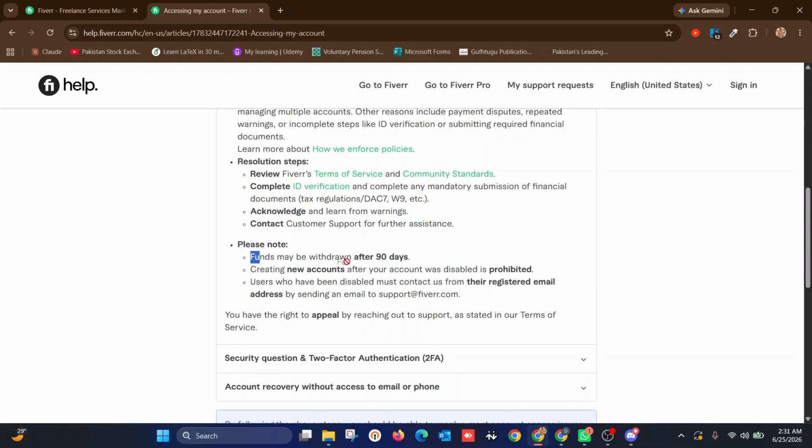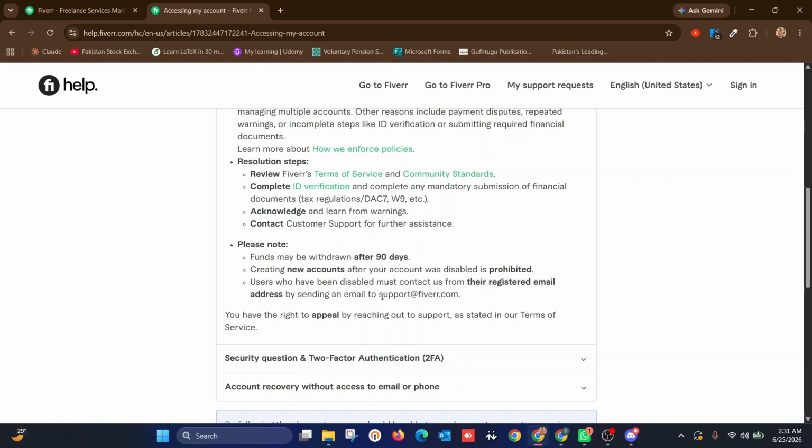After that, note that if it is temporarily disabled, you may need to wait up to 90 days. Then, understand that permanent disabled accounts cannot be recovered. Over here, wait for the trial period if your account is temporarily disabled. Then, keep checking your account status regularly.